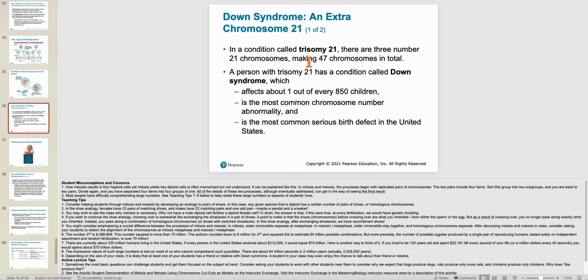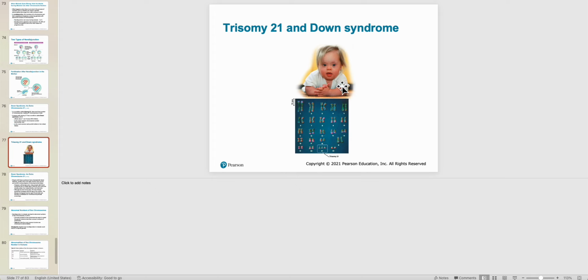So in a condition called trisomy 21, the 21st pair has an extra chromosome. So the 21st pair, or the set number 21, has an extra chromosome, and that causes Down syndrome, which is usually a mental retardation. They have a certain look. So let me go ahead and go to that next slide so you can have that look there.